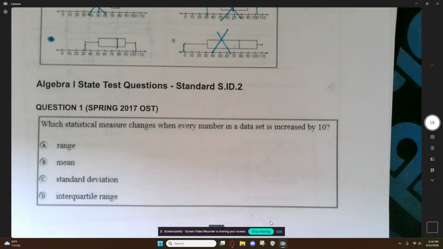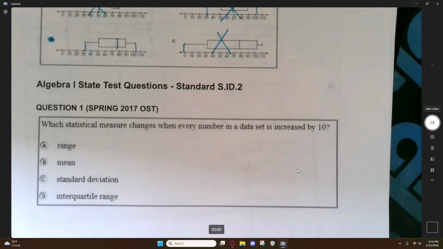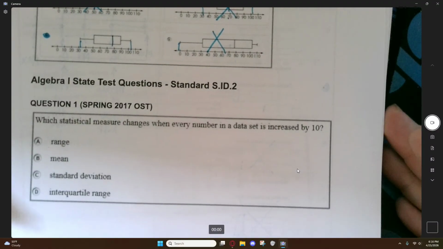Alrighty, we are back for another set of state test questions. Today's standard S.ID.2, second standard in statistics. So let's hop right in.